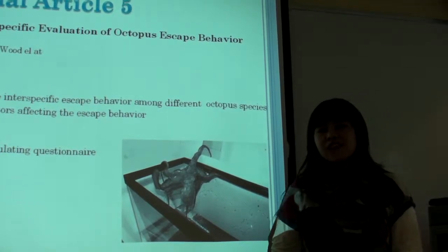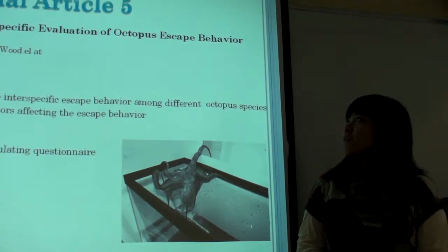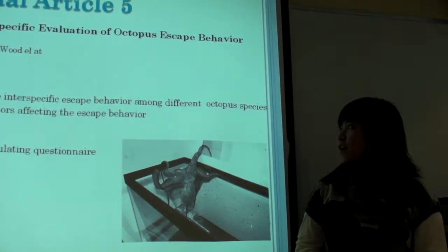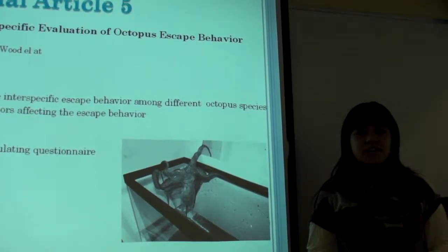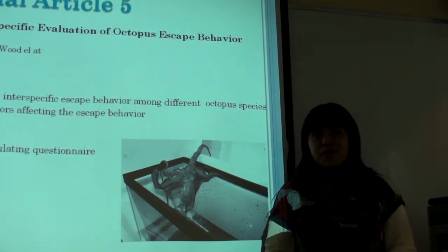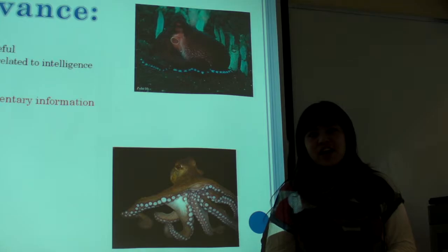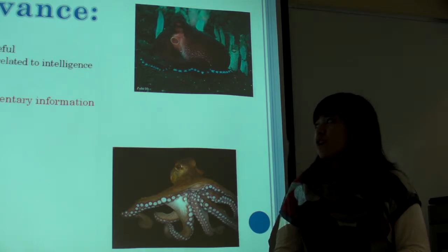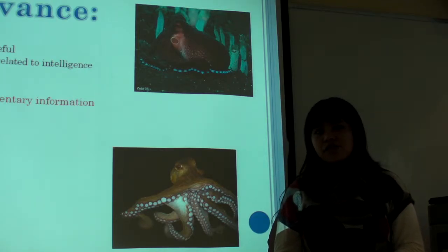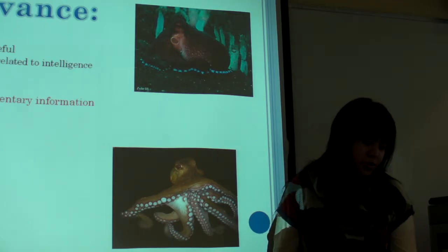And the last behavior that I chose is escape behavior. I found this article called Interspecific Evaluation of Octopus Escape Behavior. It aims to investigate the interspecific escape behavior among different octopuses and study the factors behind this behavior by circulating a questionnaire to experts on the octopus. But unfortunately, I found this article the least useful because the factors they studied are just things like the sex or the age of the octopus instead of factors about intelligence. So I will just use it as a reference or supplementary information.